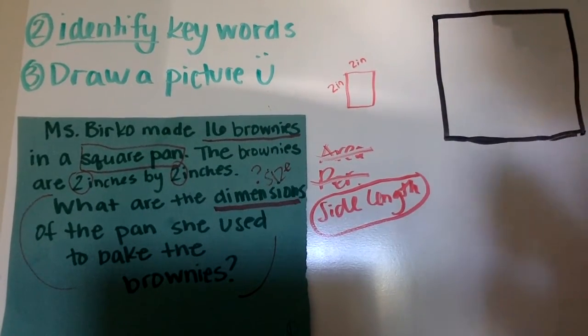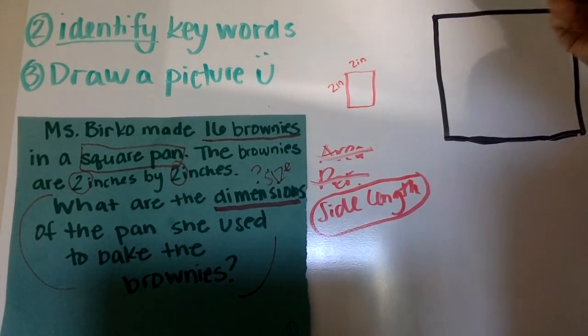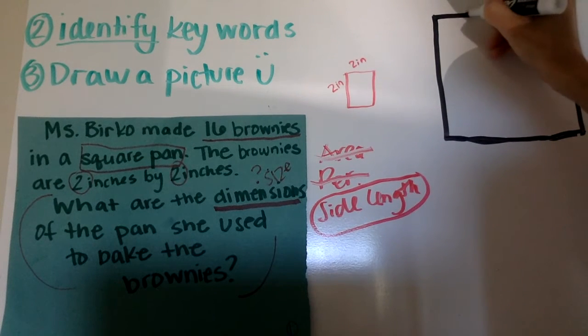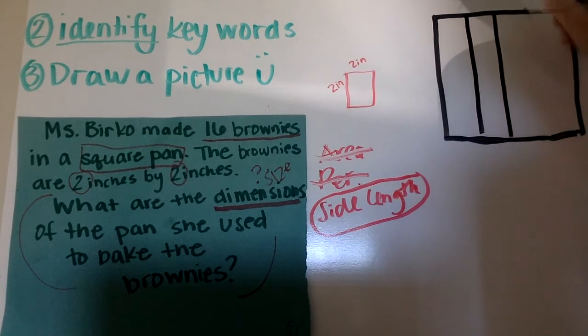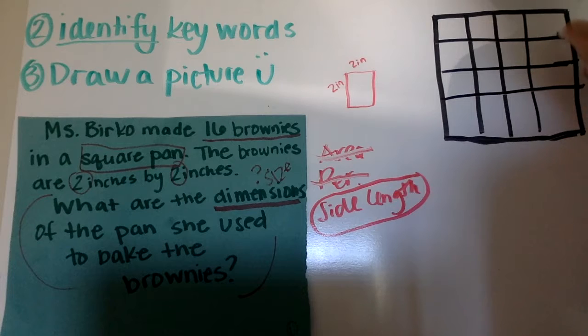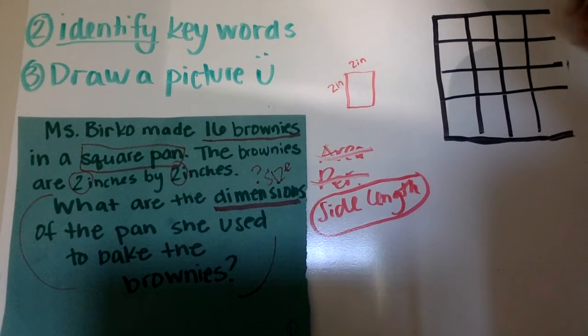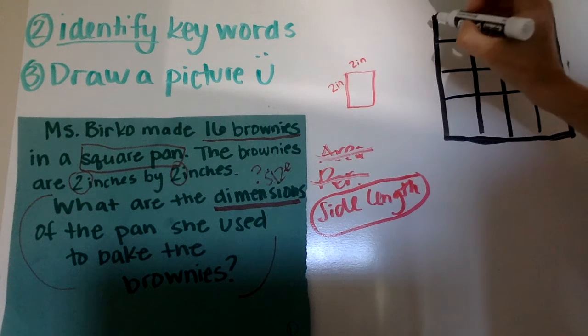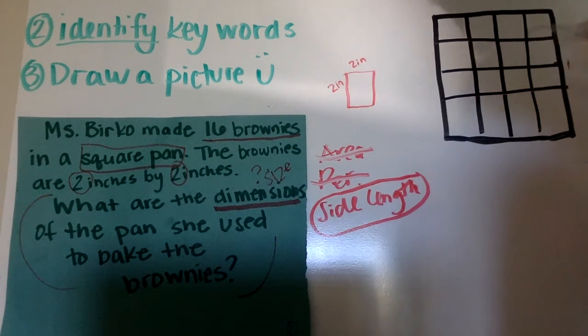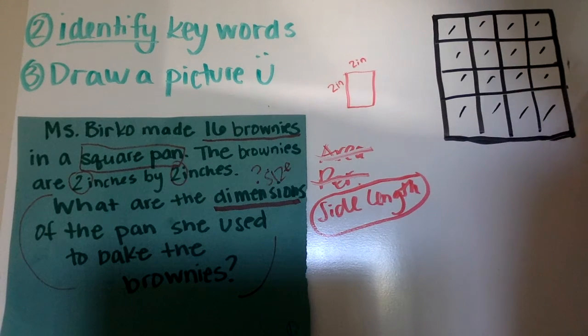Now, I know that there are 16 brownies in there, so I need to draw 16 brownies. And I know that if I draw 4 columns here and 4 rows, that gives me 16, because, well, that is not looking like a square. Let me fix it real quick so I don't confuse you. There. So we know that there's 16 brownies in here. Let's double check our work. 1, 2, 3, 4, 5, 6, 7, 8, 9, 10, 11, 12, 13, 14, 15, 16.